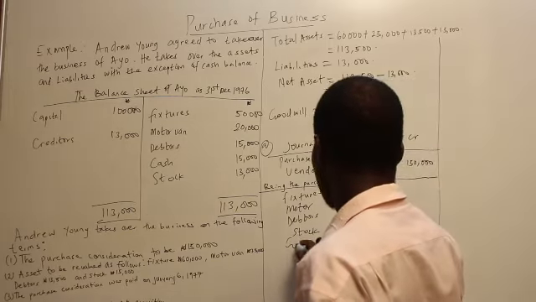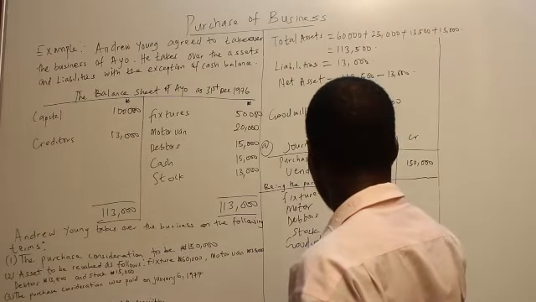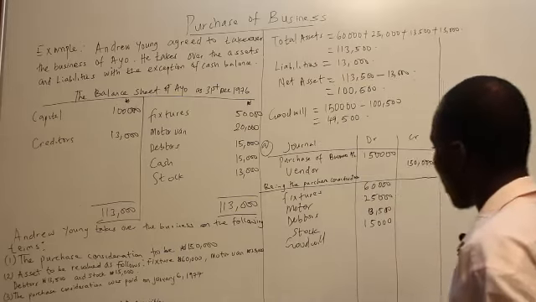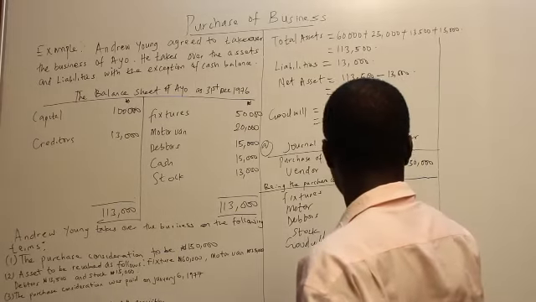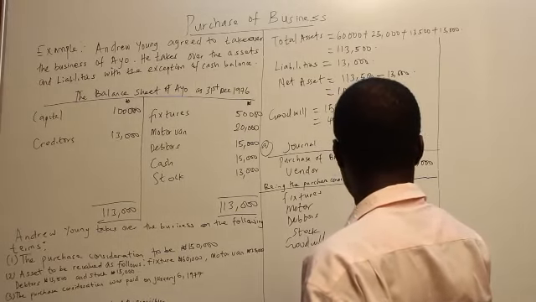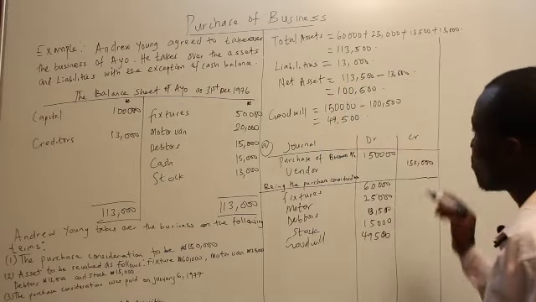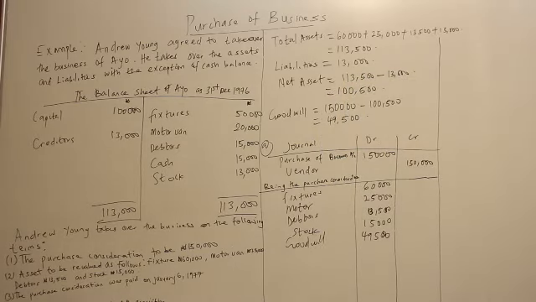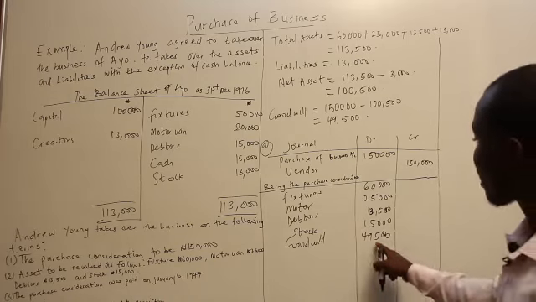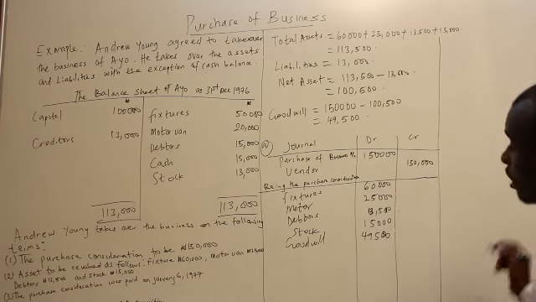Okay, but besides the assets taken over, we also have goodwill, which means we debit goodwill account and credit purchase consideration account. That is the rule when there is an excess of goodwill over purchase consideration. So we are going to debit goodwill account and credit purchase consideration account.